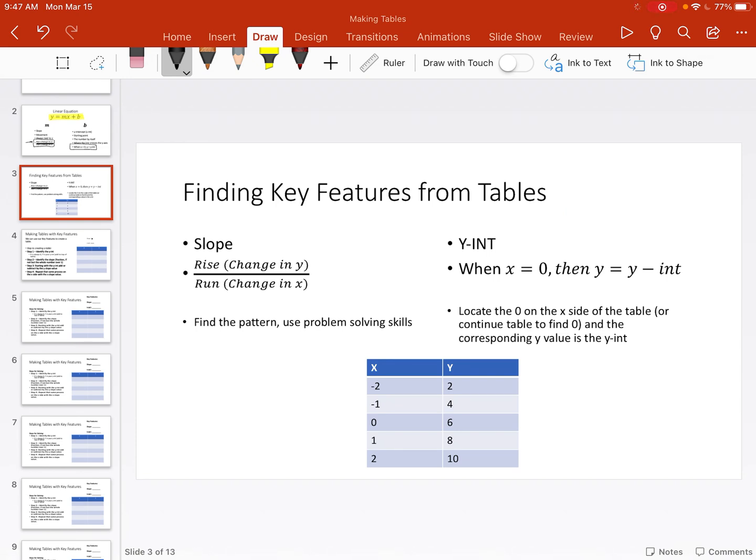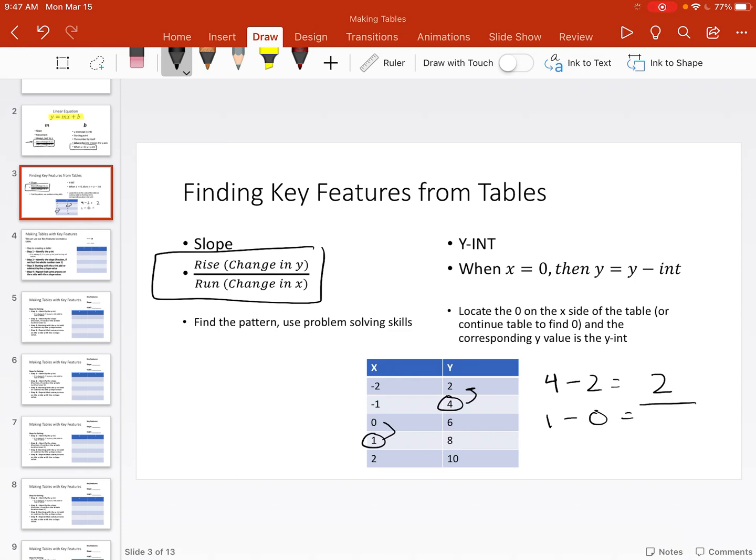We found key features when given a table last week. So remember last week, to find slope, we would use rise over run. We used our method of picking a number, like 4, subtracting the number above it, 2, is 2. Doing the same thing over here, picking a number, subtracting the number above it, over 1. So we knew our slope was 2 over 1, which reduces to 2.